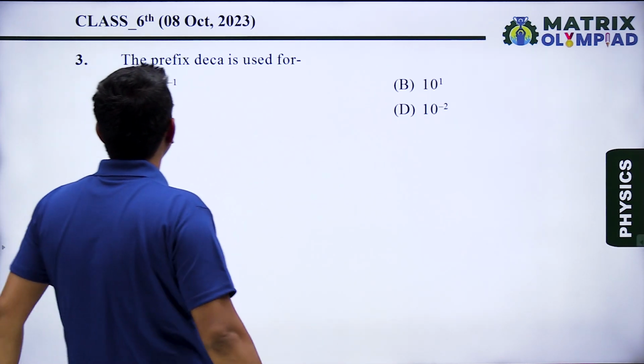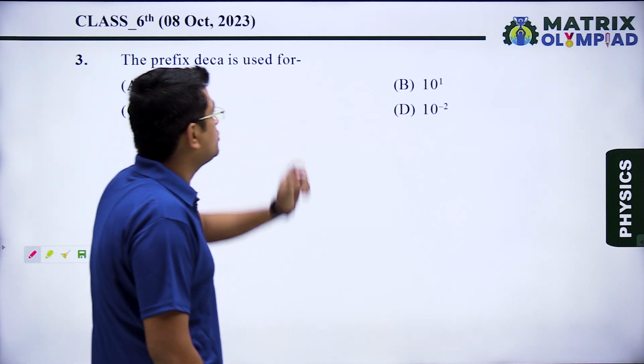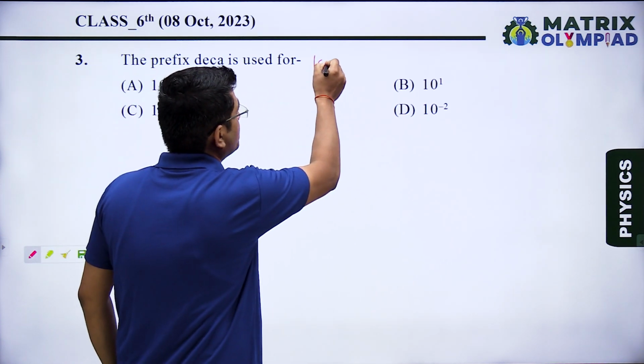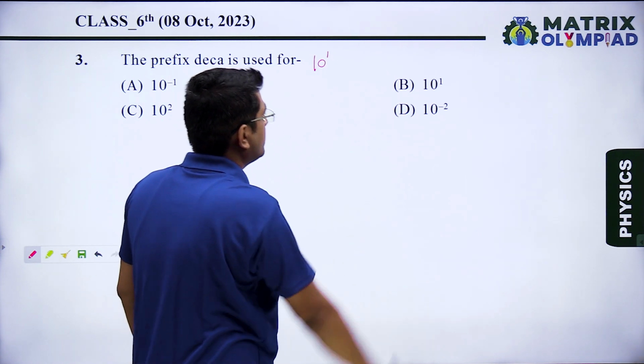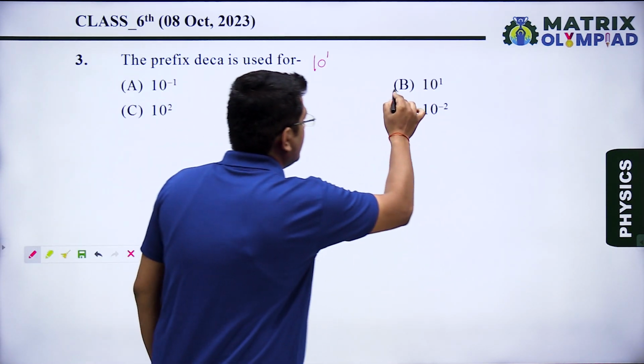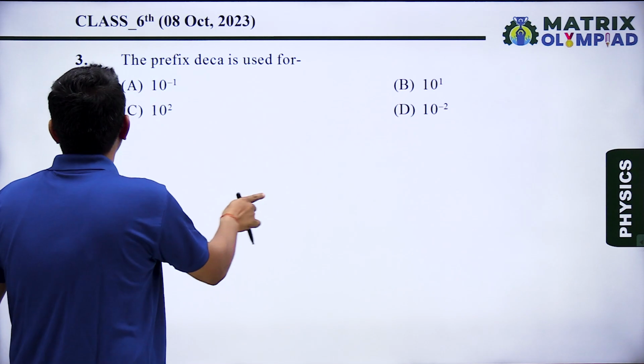In question number 3, it is said the prefix deca is used for. We know that the prefix deca is used for 10 and 10 can be written as 10 to the power 1. So our correct answer is option B. Next question, question number 4.